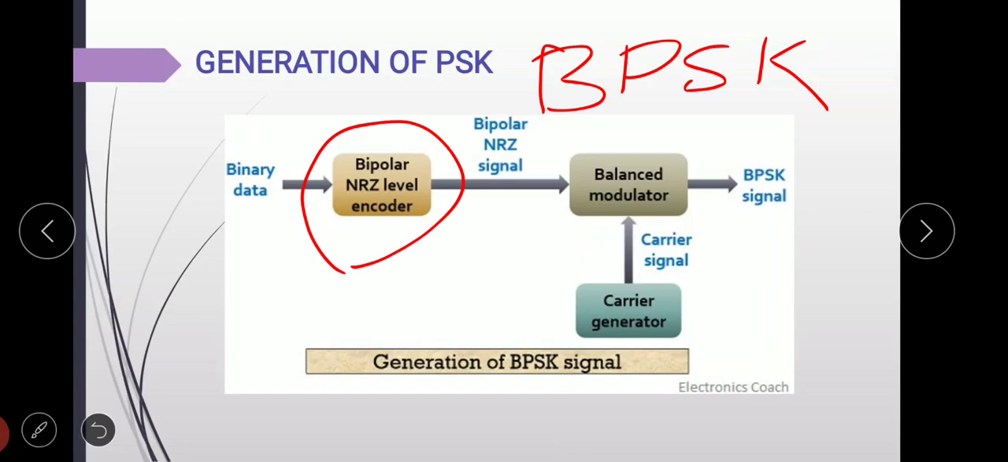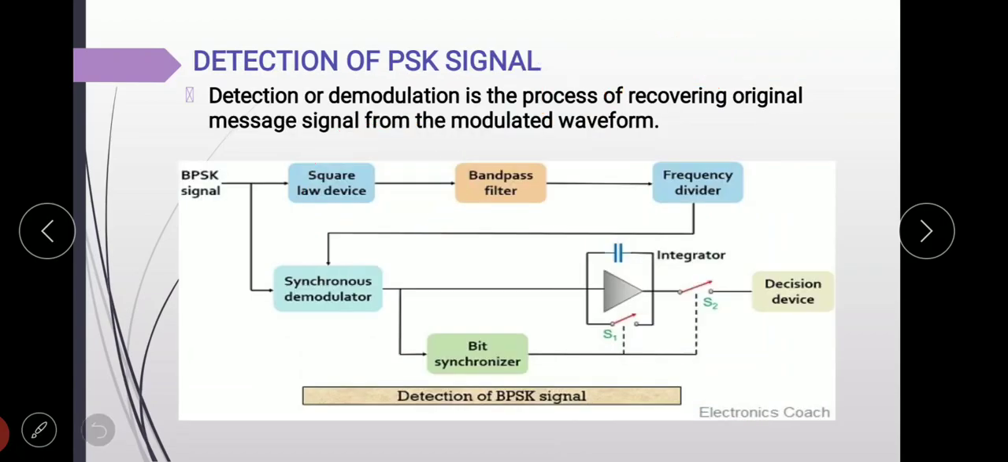Next is the detection of the PSK signal. This diagram consists of a square device, band pass filter, frequency divider, and synchronous demodulator. This is also known as a multiplier.